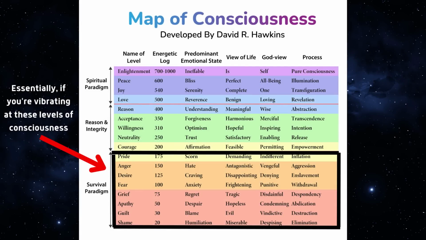Because if you're observing it from a level of, say, anger, which is 150 on this scale, the results you're going to get are going to be much different than if you were observing it from the level of love, which is 500 on the scale.